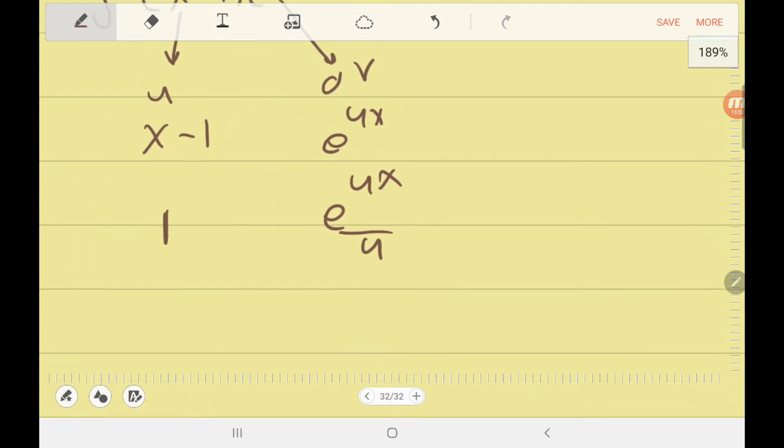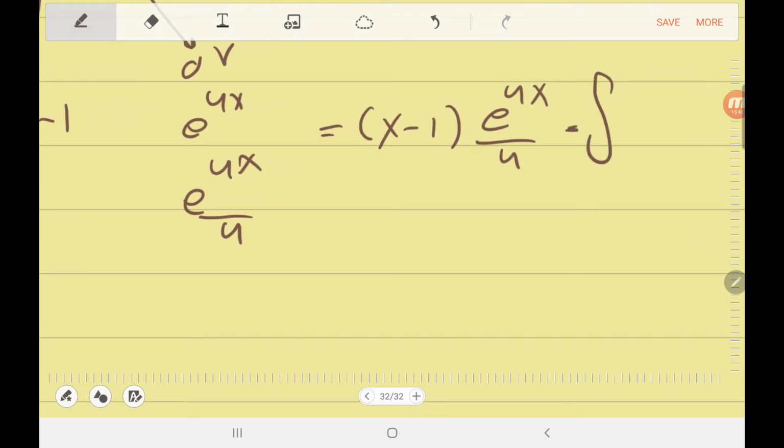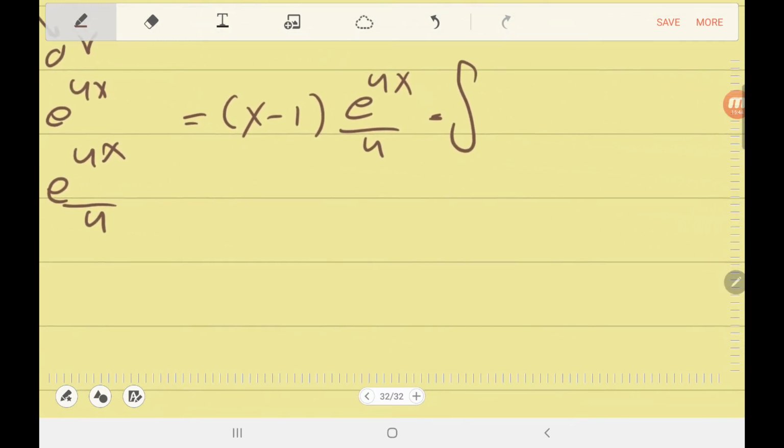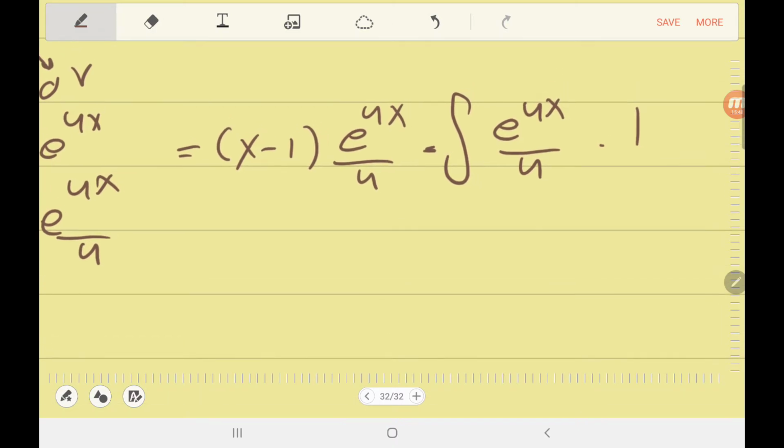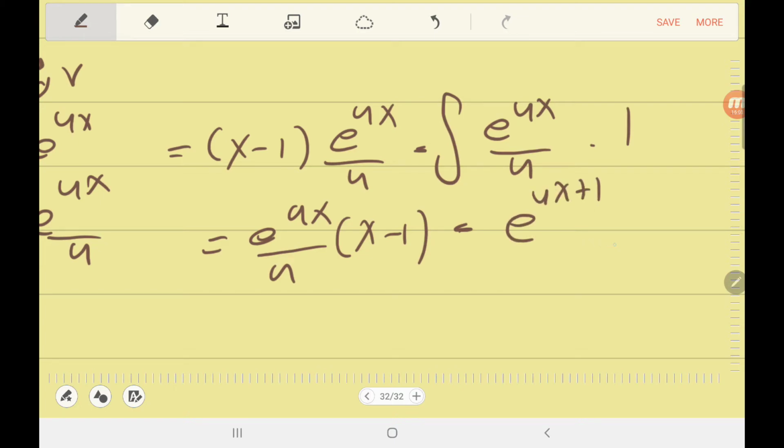So the answer to this is x minus 1 times e to the power 4x over 4, minus the integration of e to the power 4x times 1. So the answer at the end is going to be e to the power 4x over 4 times x minus 1, minus the integration of this, e to the power 4x plus 1 over 4 times 4x plus 1.